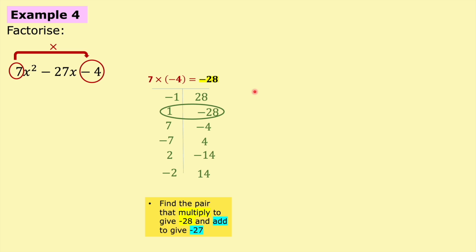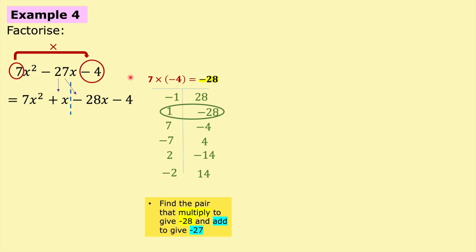We're then going to rewrite our expression. So we're essentially splitting up this -27x to become plus x subtract 28x. So it looks like this. Our 7x squared stays exactly the same. Then we're splitting this up using our factor pairs. So we've got plus 1x. We don't write the 1, so we're just having plus x. And then subtract 28x. And then subtract 4 just stays the same.